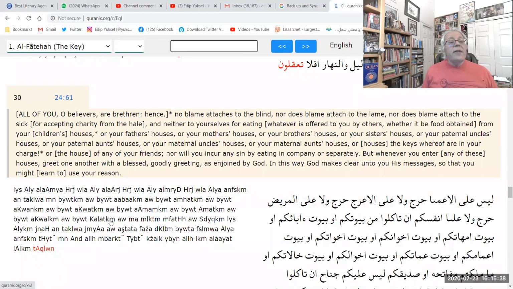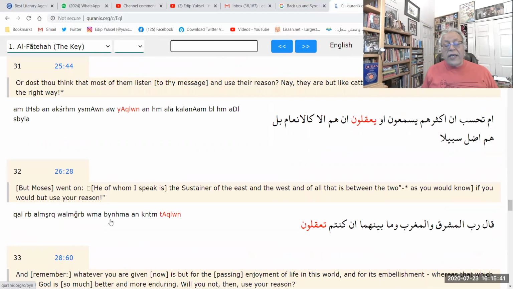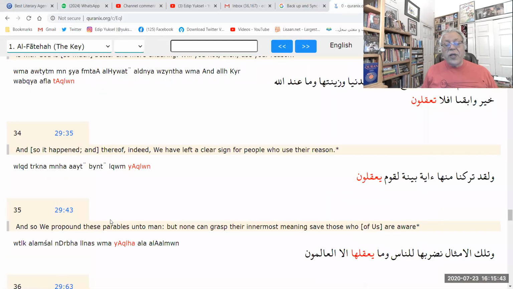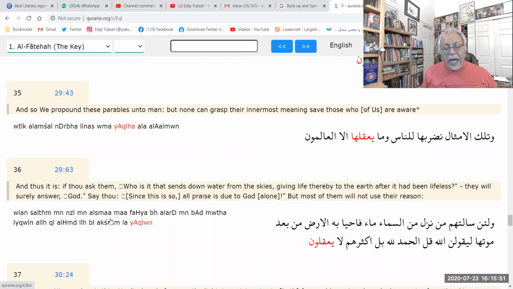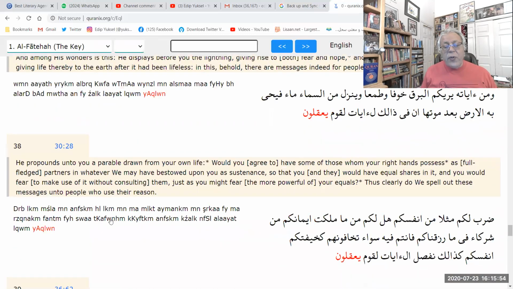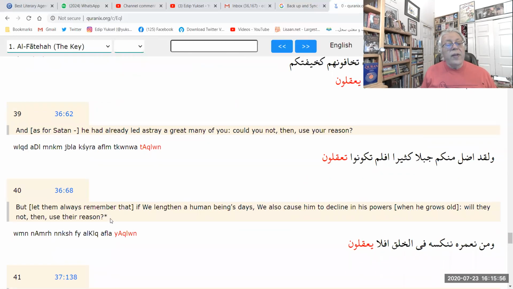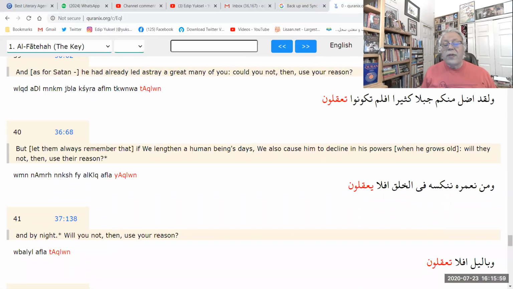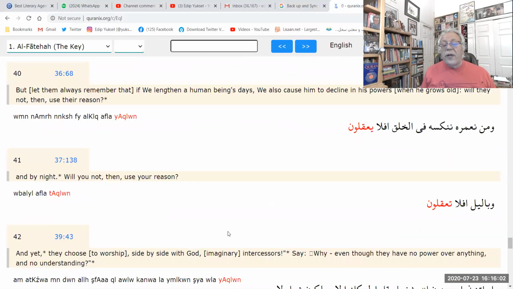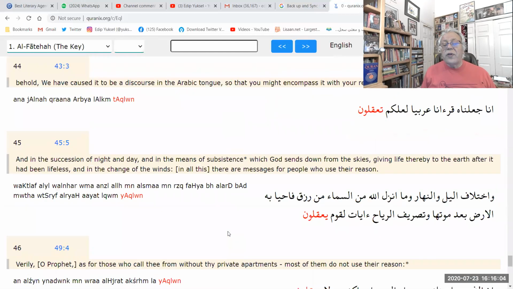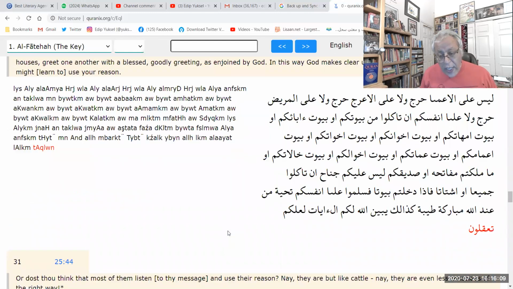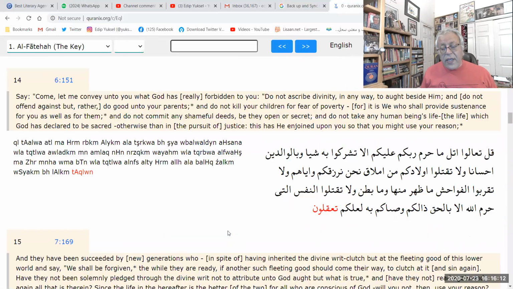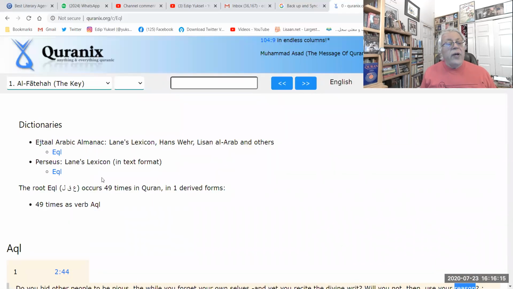Okay, let's see. 49 times the word aql, reasoning, is mentioned in the Quran. It doesn't appear as a noun because it is an action, always a verb: yaqilun, aqala, taqilun. MashaAllah, so beautiful. Okay, I came to the end. Now, this is in the Quran, always in 49 places. Let's go to here.